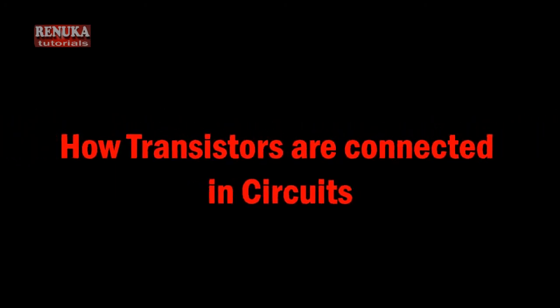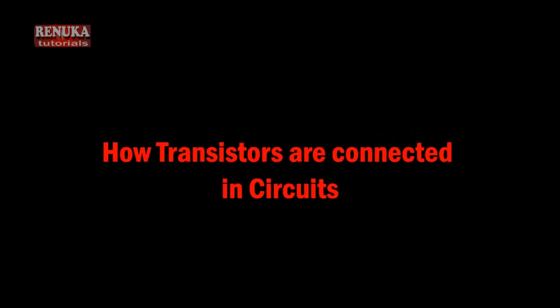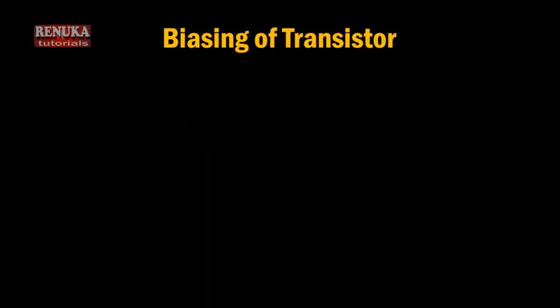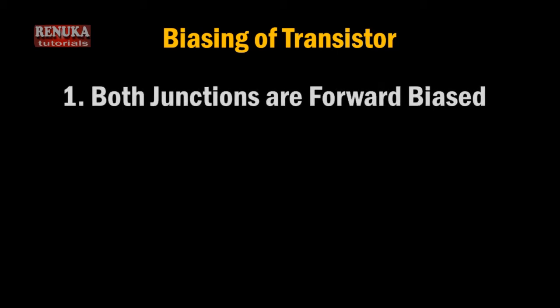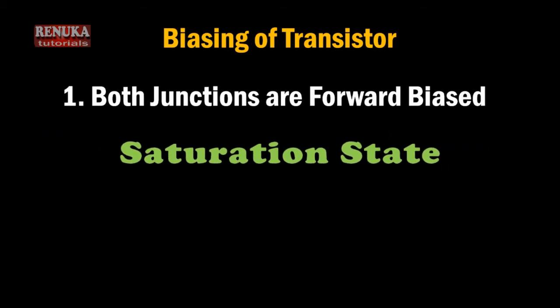Now this transistor has to be connected in the circuit, and the connection of any device in an electronic circuit is called biasing. The transistor can be biased in three ways. First way, if both the junctions are forward biased. Both the junctions means the junction between emitter and base and the junction between base and collector. If these two junctions are forward biased, in this method the emitter and collector currents are very large and the transistor will operate in the saturation state.